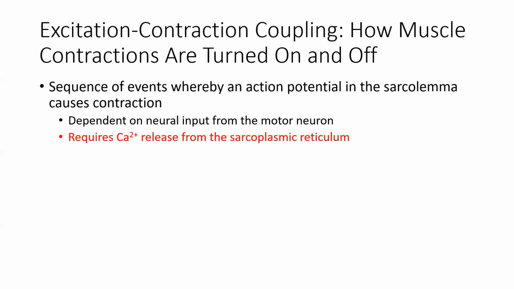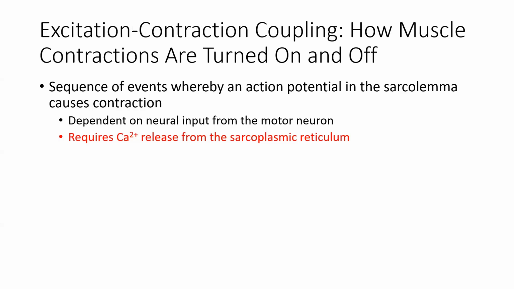So as you would imagine, the body being this highly efficient system, we don't have muscles contracting indefinitely, and we don't have this process happening all the time. And so in order to regulate this process, calcium is going to play that role of turning contractions on, and then the absence of calcium is going to play the role of turning contractions off, okay?